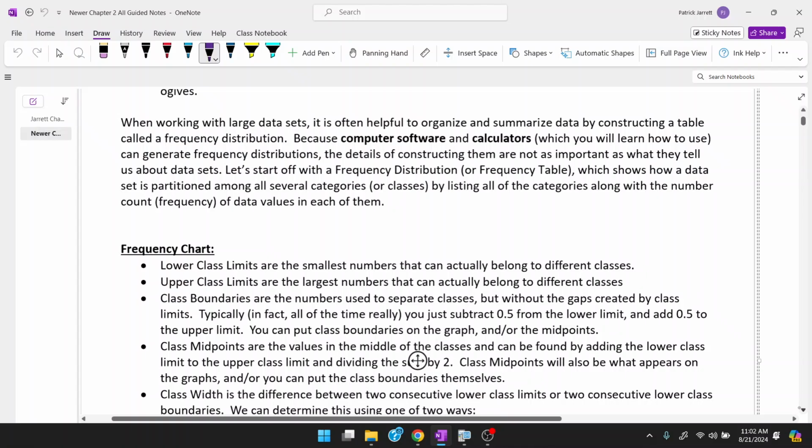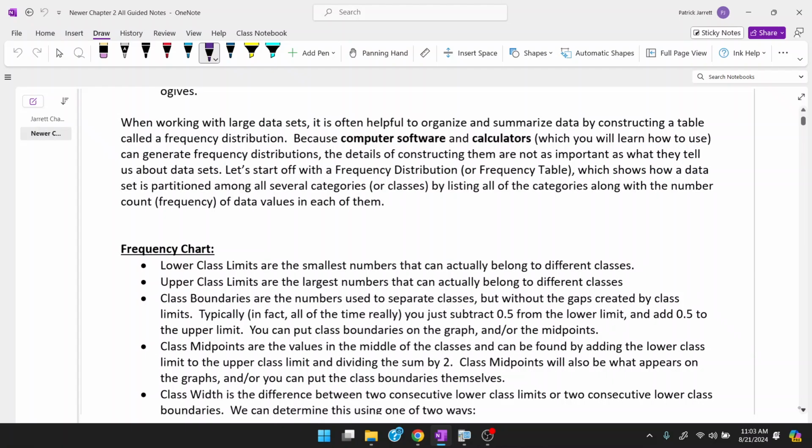Now again, those of you that had emailed me earlier, anyway, in a frequency chart, we're going to have lower and upper class limits. Those are the smallest and the largest numbers. Now, we're only going to be dealing with data that's whole numbers, so don't worry about decimals or anything like that. We're going to have class boundaries because the purpose of class boundaries is to eliminate the gaps. Basically, you would just subtract a half from the lower limit and add a half to the upper limit.